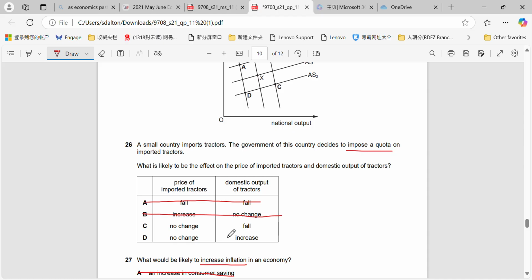Now, if there is a limit on the amount of tractors that can be imported, even though their price won't change, it's harder to get the imports, which means that consumption will change from imports into the domestic industry. It will make the domestic industry more competitive, and we would expect to see the domestic output of tractors rising as people are switching from imports to buying tractors in the domestic economy instead.